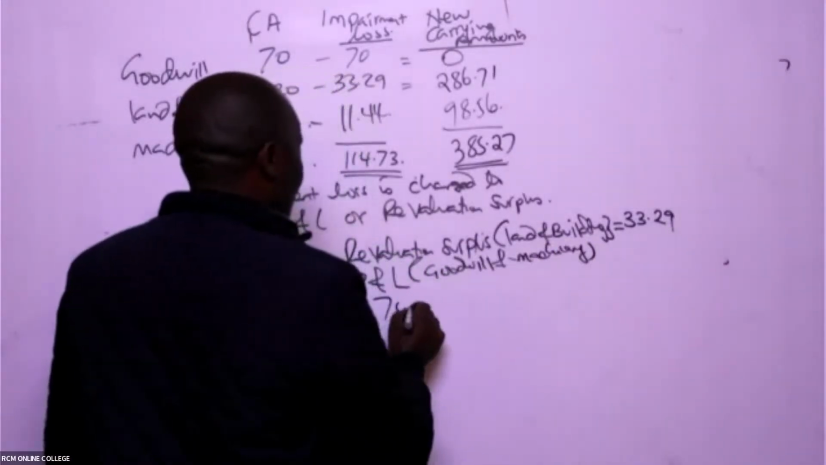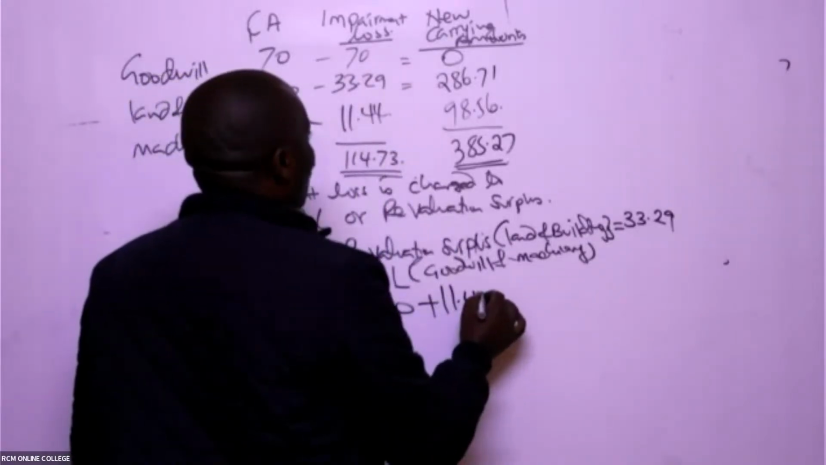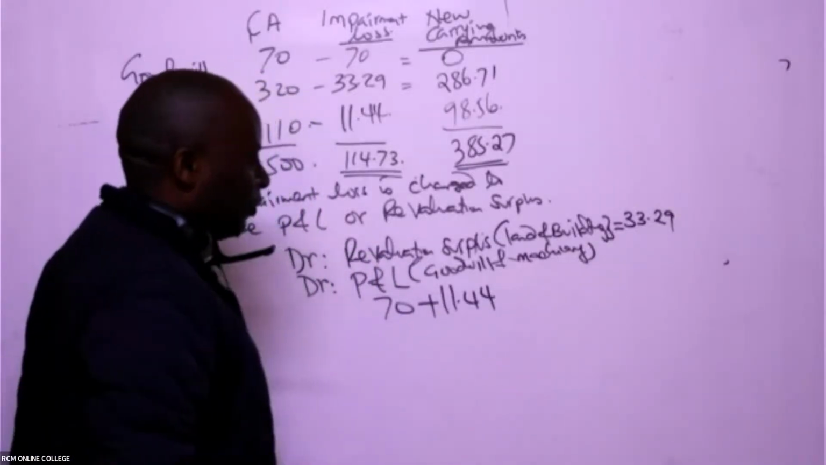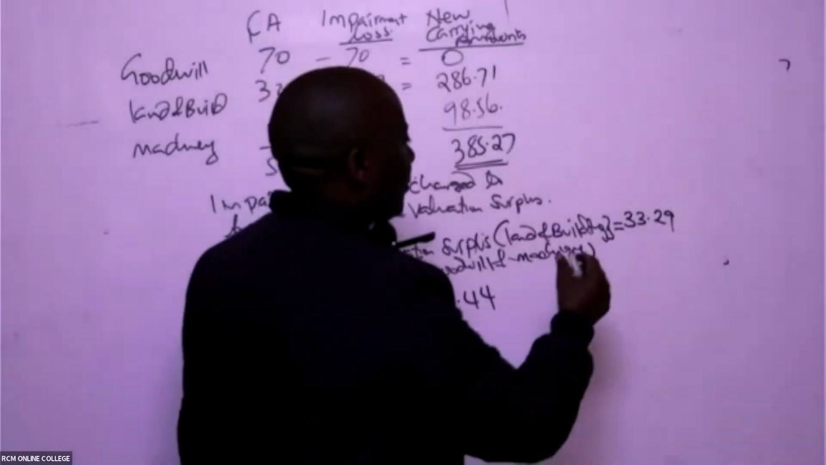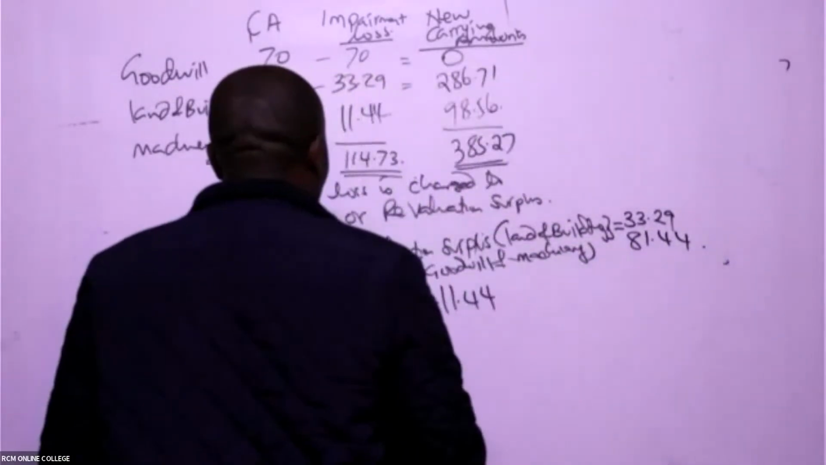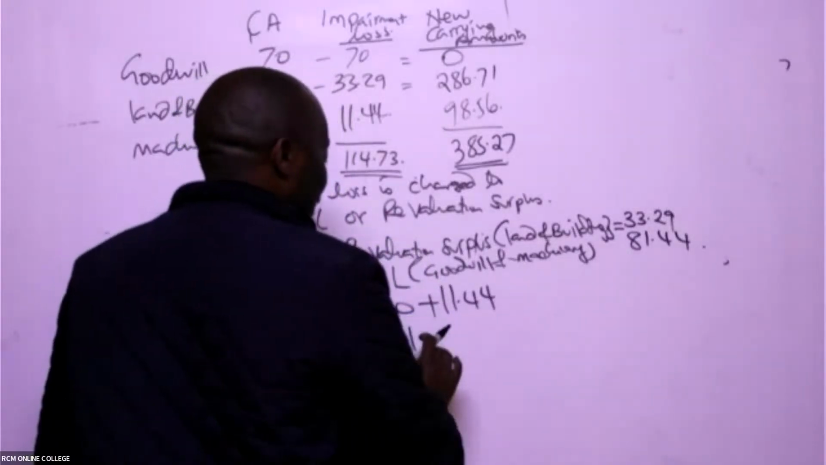So in this case here, this is 70 plus 11.44. Is there somebody who can give me this 70 plus 11.44? This will give me what here? 81.44. And then of course we shall be able to credit everything to our property.